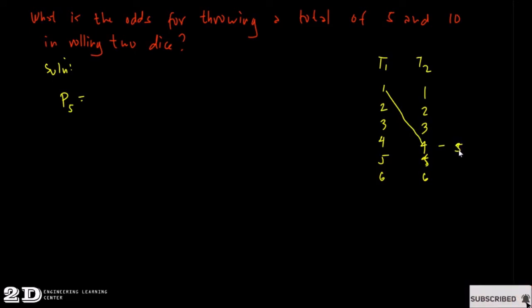So let's just have that one as A. Then we have also 2 and 3. And we could have also 3 and 2. Another one. Then 4 and 1. Okay. So we have 1, 2, 3, 4. So we have 4 possible outcomes that the result will be 5. Over, you have 6 outcomes, so 6 times 6, that will be 36, and this will be 1 over 9. Okay, so that will be the probability of getting a 5.